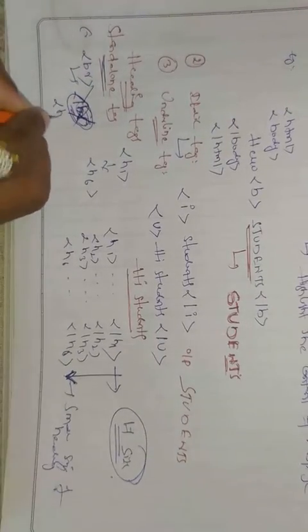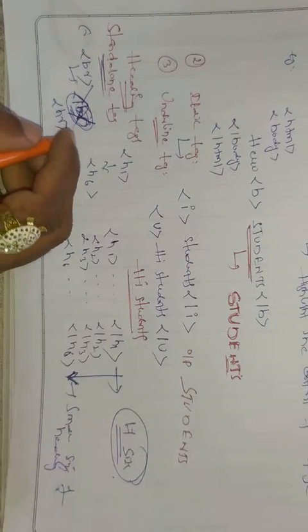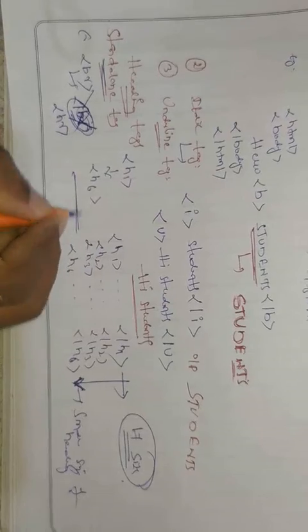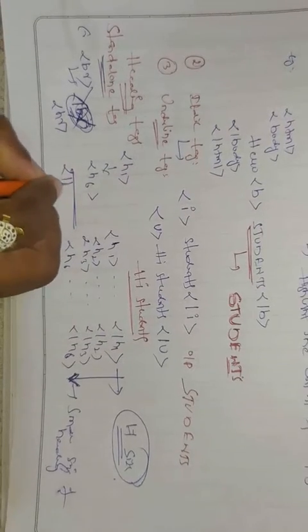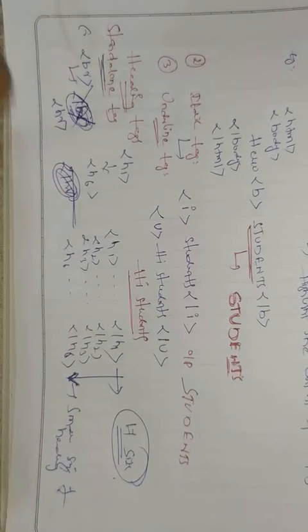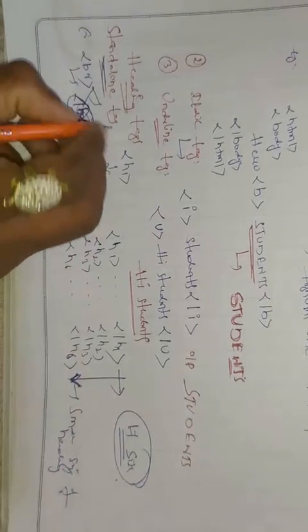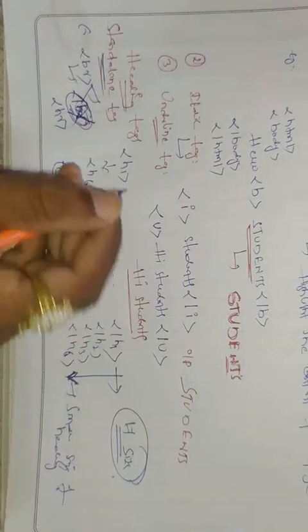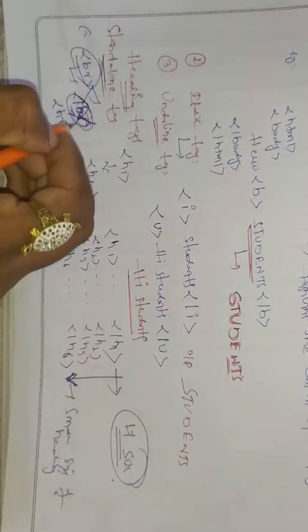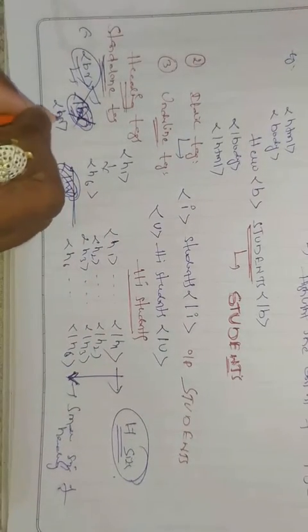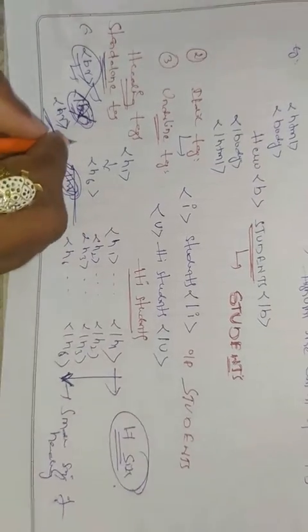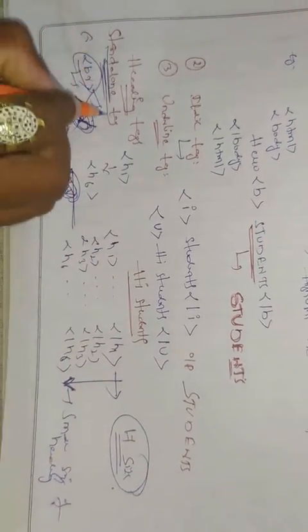And also hr means horizontal line. A horizontal line looks like this, and it also does not have an ending tag. Break means a gap between one line and another line. This is called break, and it does not have an ending tag. And hr, the horizontal line, also does not have an ending tag. That's why they are called standalone tags.